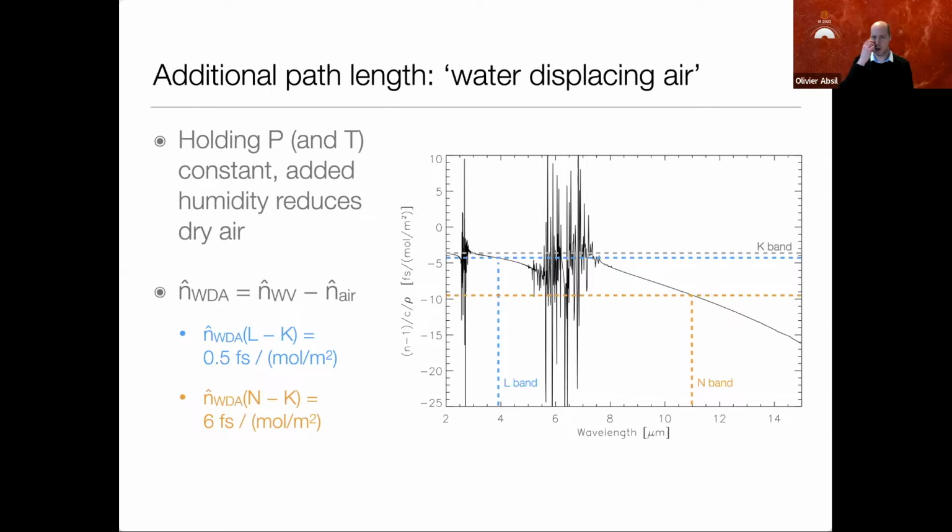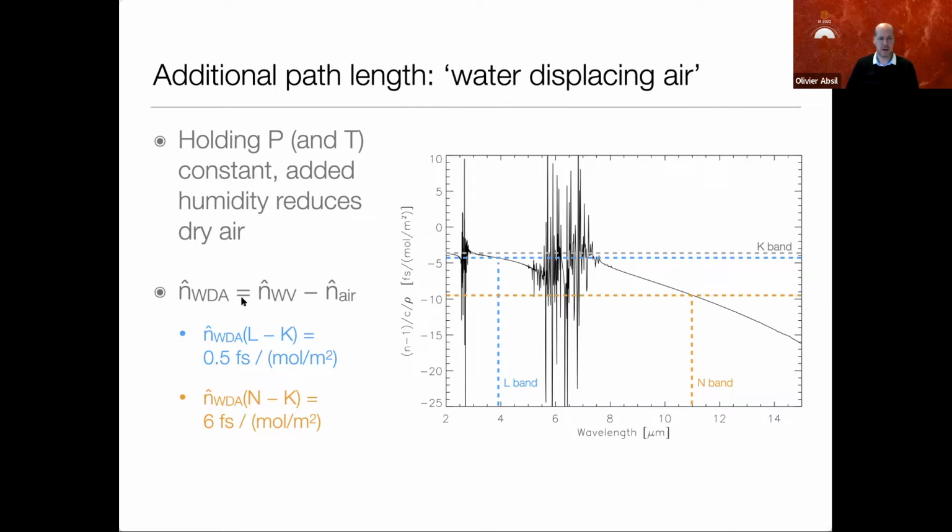And so we can quantify this phenomenon by looking at the refractive index of water vapor in dry air. And we can consider that a molecule of water vapor displaces an equivalent molecule of dry air when it moves inside or outside the optical path. And that's what we call water displacing air. This is a concept that was introduced 20 years ago by Jeff Meisner and company.